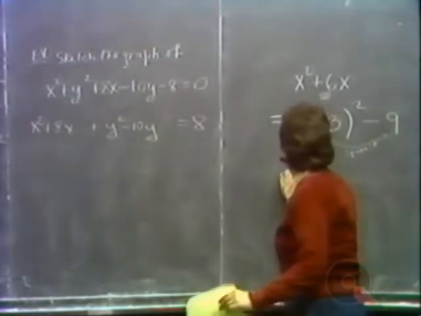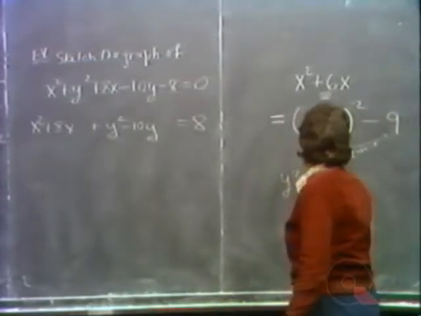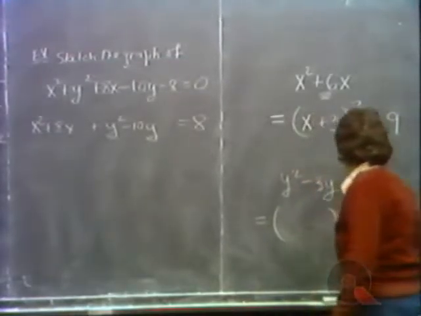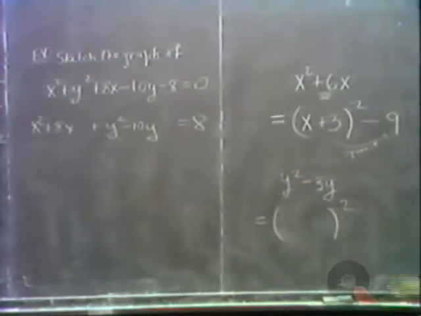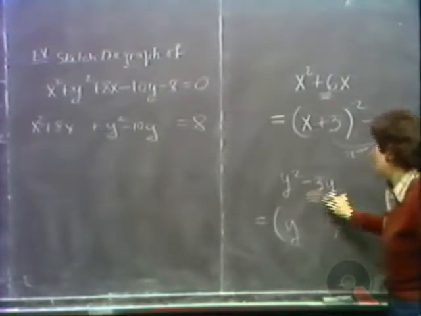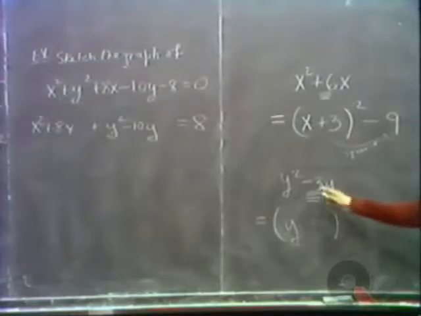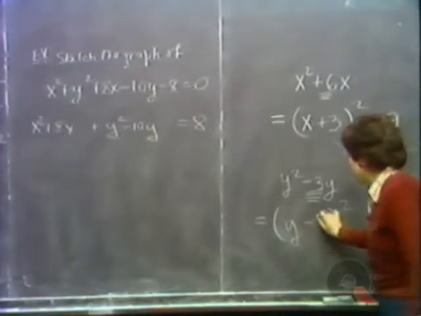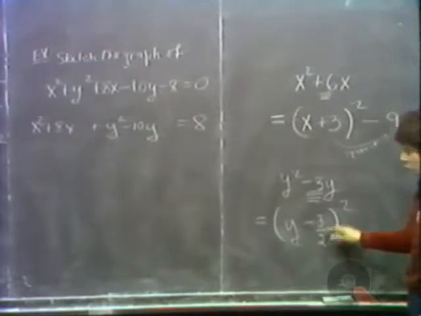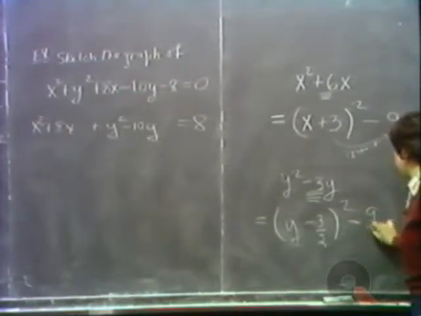Let's try another example. Suppose we have y squared minus 3y, following the same procedure. The variable here is y. I take half of this number, the coefficient of the y here. Half of minus 3, we could write that as minus 3 halves. We square that, that's 9 quarters, and we subtract that off.